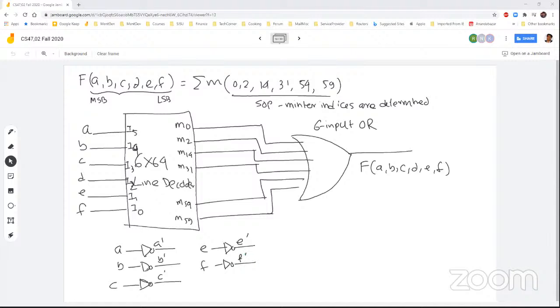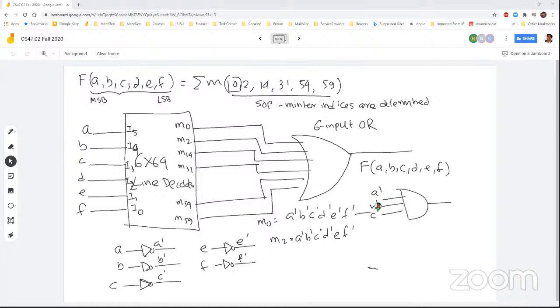Then it is a matter of combining them. M0 is A bar, B bar, C bar, D bar, E bar, F bar. M2 is A bar, B bar, C bar, D bar, E, F bar. So what we are talking about here is an AND gate for M0, taking A bar, B bar, C bar, D bar, E bar, and F bar, and this becomes your M0 term.